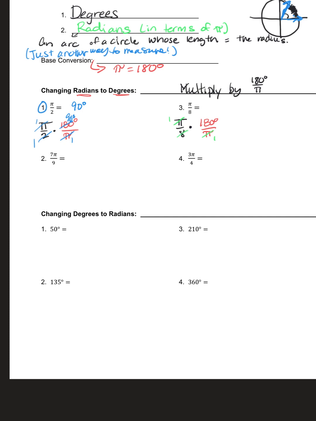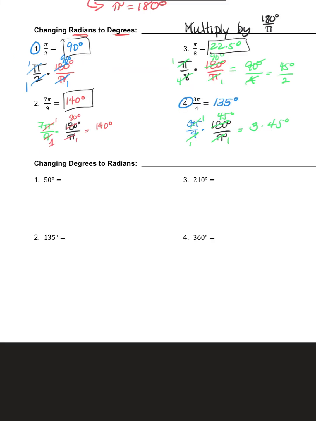So 8 divided by 2 is 4. 180 degrees divided by 2 is 90 degrees. So I'm just going to simplify over here. I won't do this every time, but whatever way is easiest for you to simplify, then I would just do that. So now I know I can divide those both by 2. So 90 degrees divided by 2 is 45 degrees, and 4 divided by 2 is 2. So 45 divided by 2 is going to be 22.5 degrees. So pi over 8 radians is equal to 22.5 degrees.